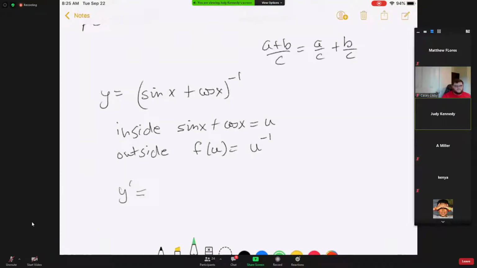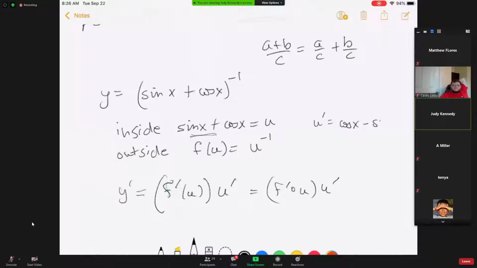Okay, so y prime is f prime of u times u prime, or same thing, f prime composed with u times u prime. So I do need u prime. And it's not so hard this time because I've got the sum of two functions. U prime is the cosine of x, the derivative of the cosine of x is minus the sine of x.